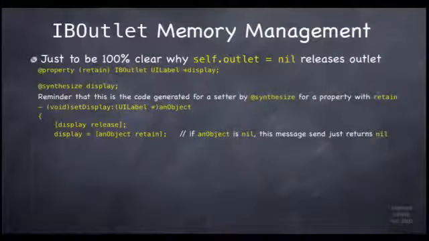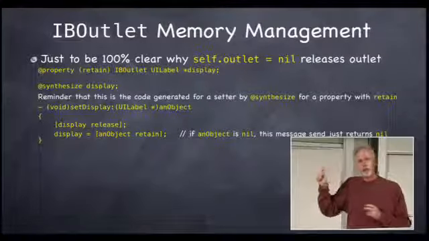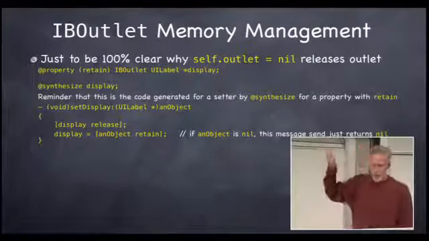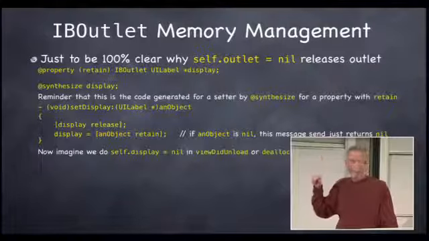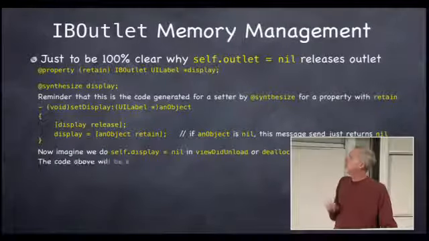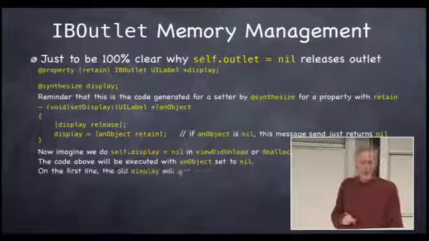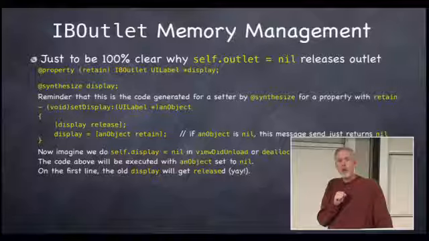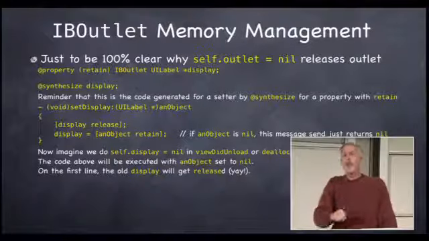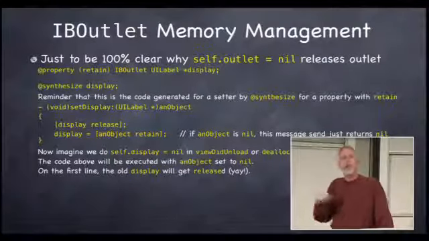I have this property, it's retained, I synthesize it. When I synthesize it, the setter that gets created looks like this. You'll remember this from last lecture, right? Display release, display equals an object retained. That's because this is a retained property. But notice that first line right there: display release. If I do self.display equals nil, then that first line of code will release our old version of display, because the object will be nil, which is exactly what we want in our dialog and our viewDidUnload. So it's doing the right thing.